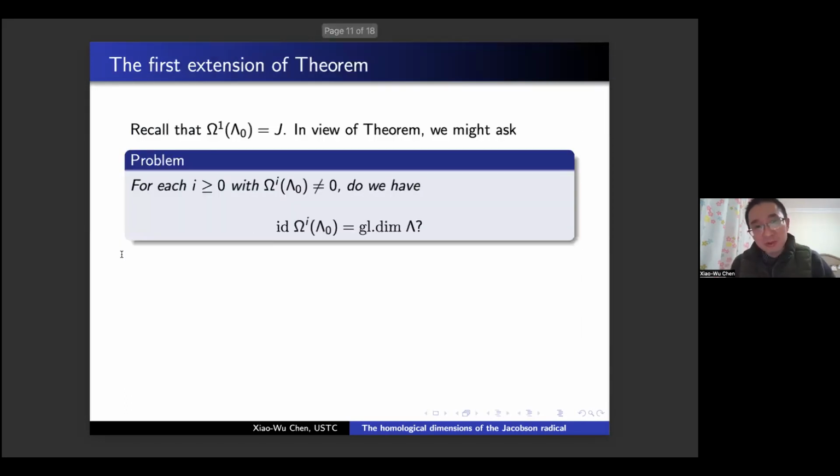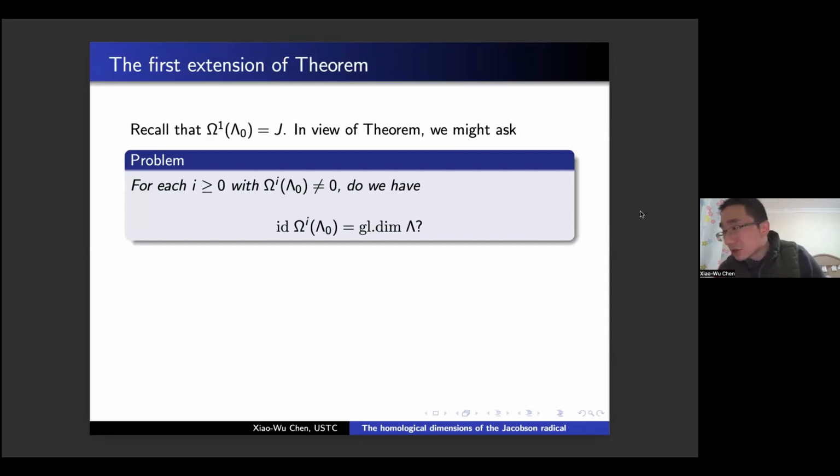So actually, we try to extend. There are two directions of extension of this theorem. One extension is to increase the degree of syzygy, because the Jacobson radical is the first syzygy of lambda over the radical. So what about the higher syzygies? In view of the theorem, we may ask this general question.